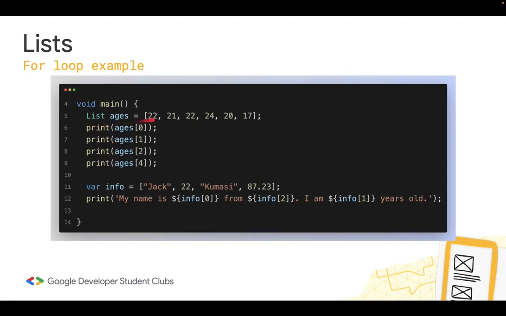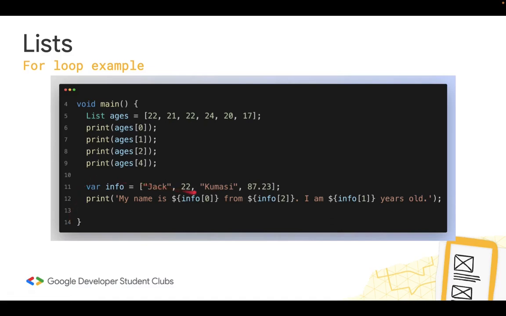We have a list over here, ages. Then we just print out the individual elements of it. So just print subscript 0, subscript 1, subscript 2, and subscript 3, and so on, which returns these values. It returns 22 for 0, 21 for 1, and then 22 for 2, and then you skip this, then we print 4, which is 20 over here.